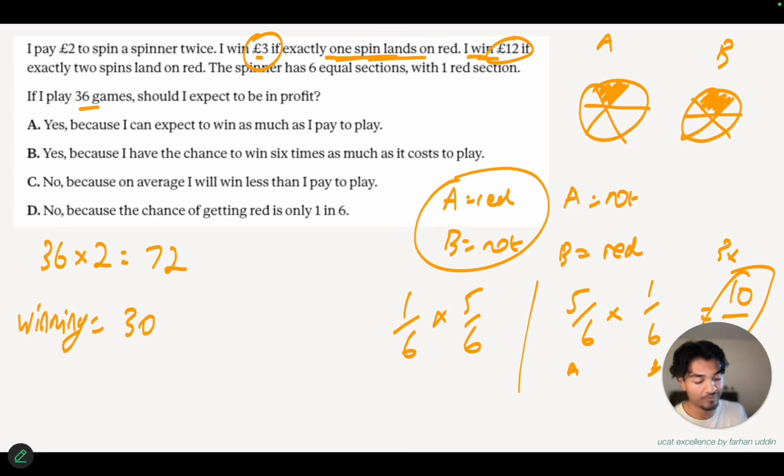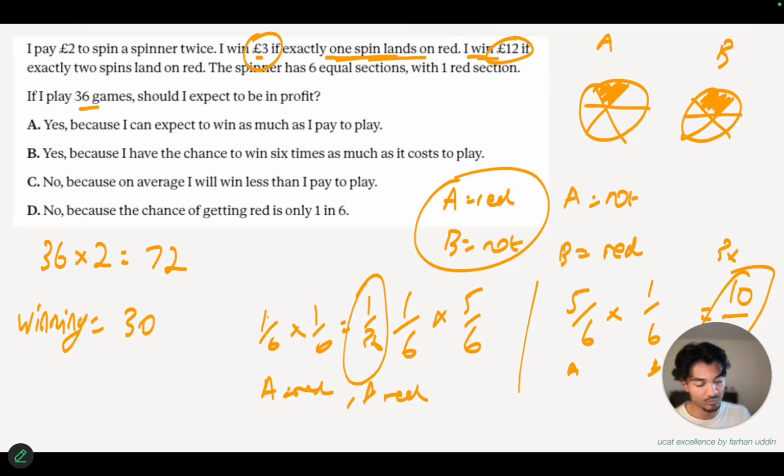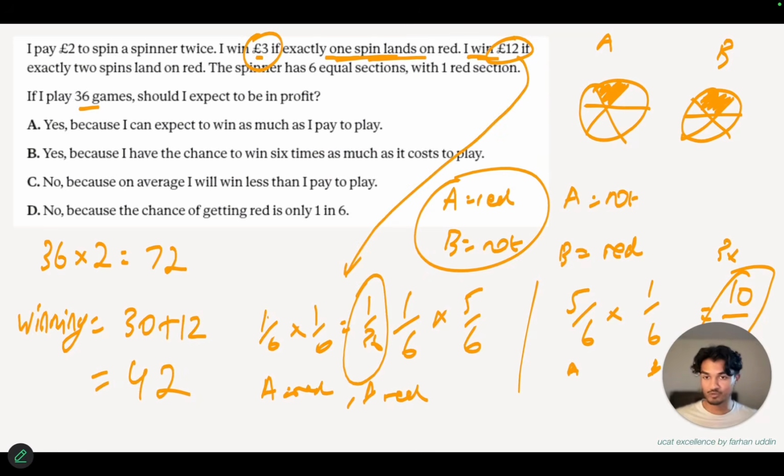I win £12 if exactly 2 spinners land on red. So what's the probability of A landing on red and also B landing on red at the same time? That would be 1 on 6 times 1 on 6, or just once out of the 36 times. So out of the 36 times, you can expect to win the £12 once. So 30 plus 12. So your total winnings here are £42.